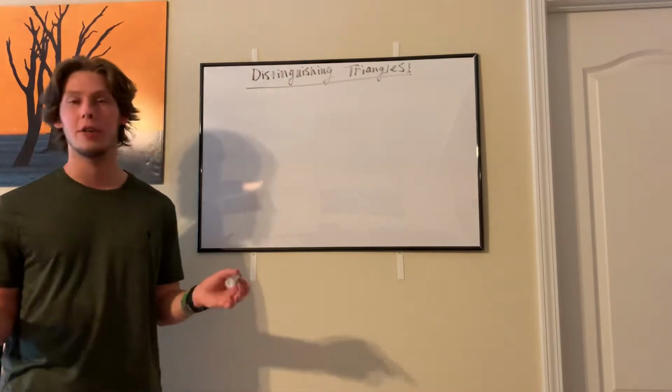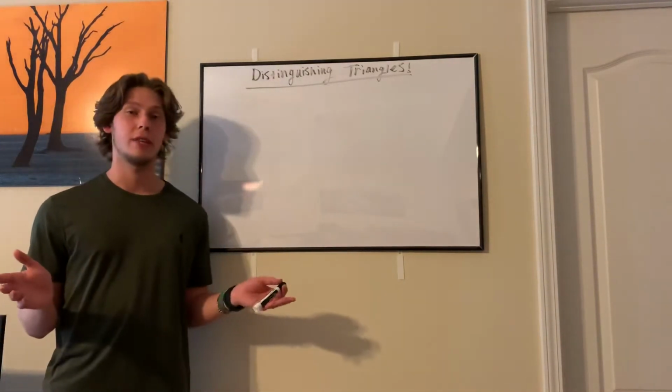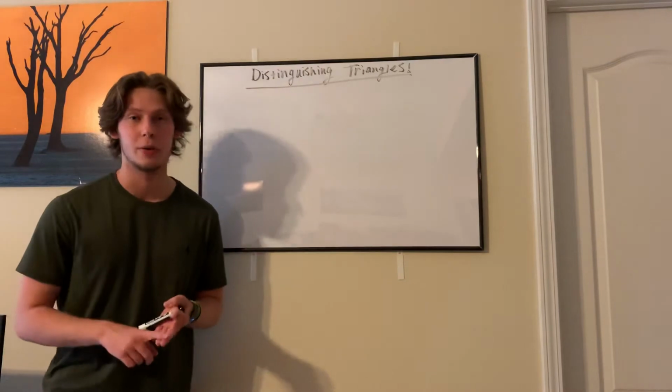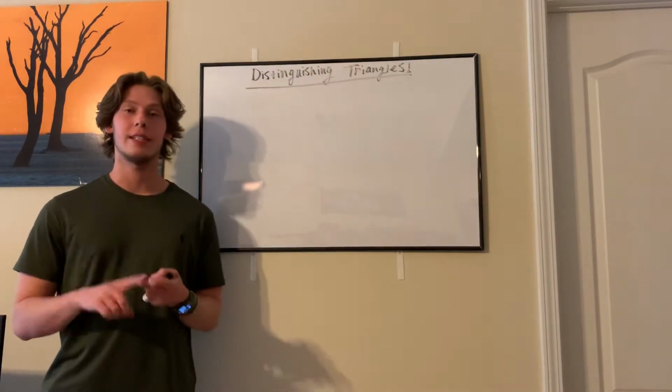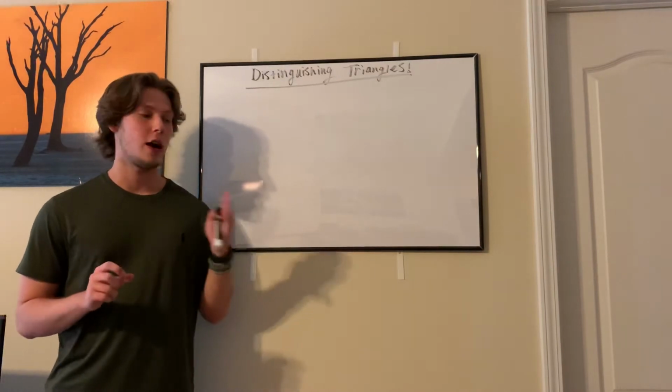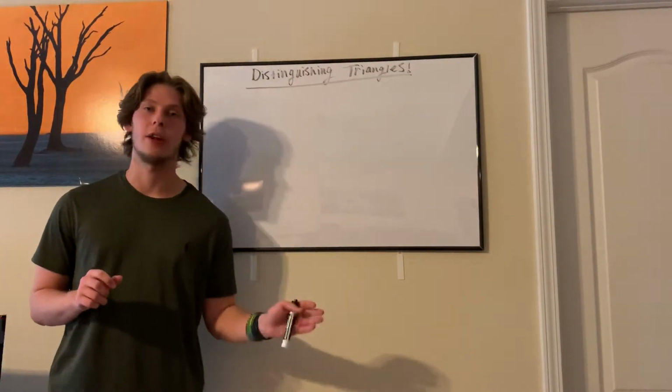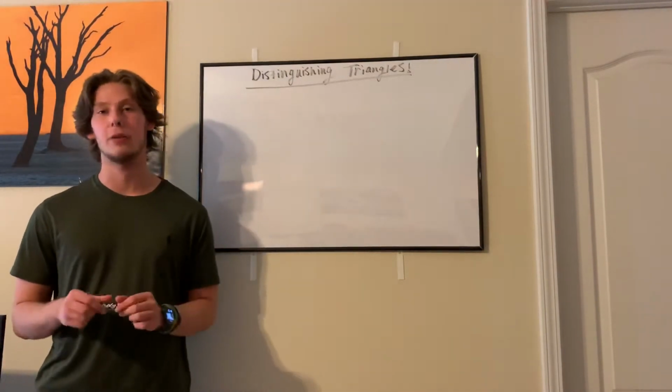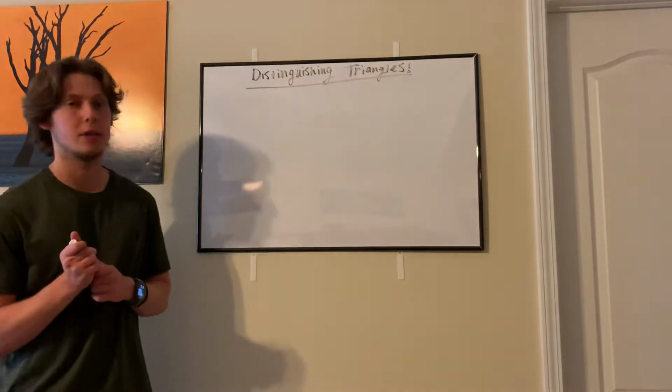So basically, all you guys need to know about triangles is that there's three main categories. There's the equilateral, the isosceles, and the scalene. And with those three main categories, there are other triangles that can be subcategorized into those three main categories. So let's start talking about the main categories.